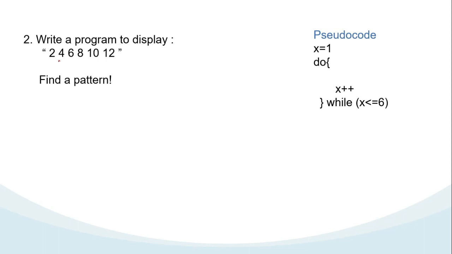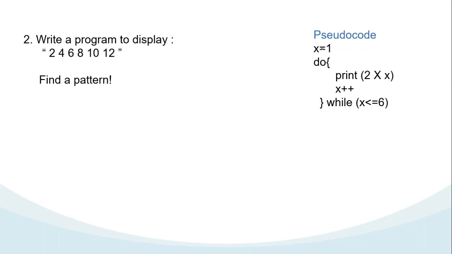We already found the pattern that to display the first number you multiply 2 by 1. For the second number, you multiply 2 by 2. For the third number, you multiply 2 by 3 and so on. So we can find the pattern. It looks like this: 2 times x. The x comes from the variable we have.